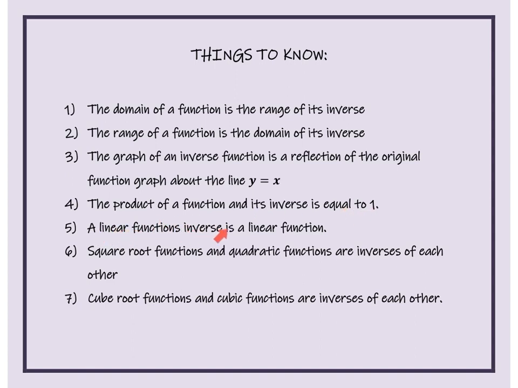A linear function's inverse is a linear function. A square root function and a quadratic function are inverses of each other. We're going to talk about all 3 of these in detail right now. And then cube root functions and cubic functions are inverses of each other. So when we say take the inverse of a cube root, you're going to have a cubic. If we say take the inverse of a cubic, you're going to have a cube root. So terms are going to be very important.